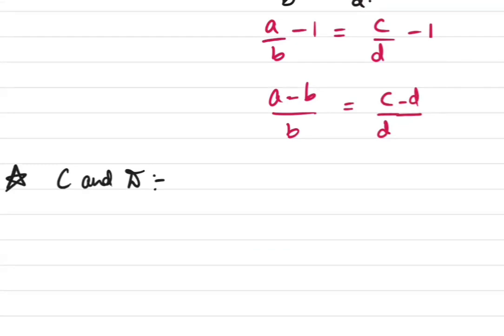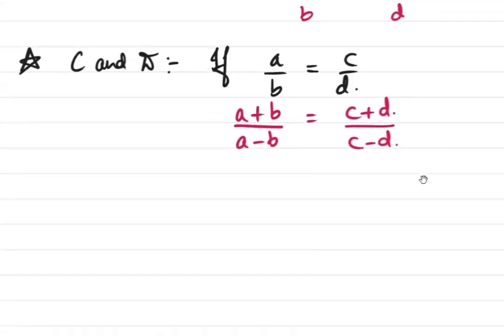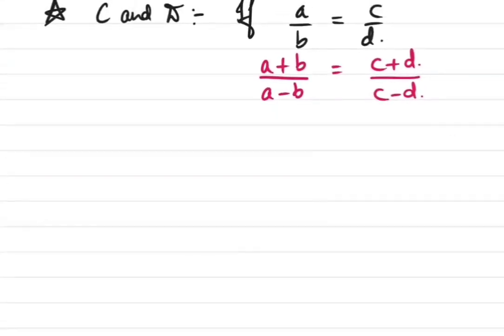Now when we combine these two, that is called componendo and dividendo. What is this? It says if A over B equals C over D, then we have to add in the numerator, A plus B, and subtract in the denominator, A minus B, equals C plus D over C minus D. Add in the numerator and subtract in the denominator. Okay, this is called componendo and dividendo. Now let us see the practical use of these concepts in a question. So now let us take one question.